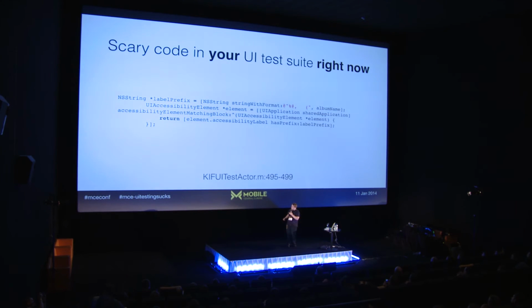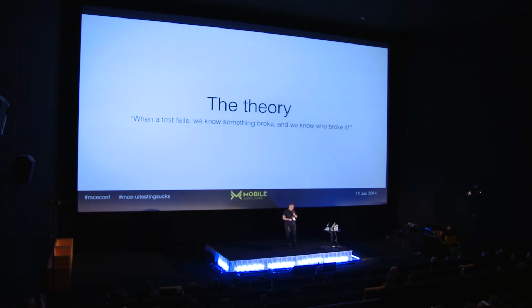right? Just because this is the best way to figure out how to test the UI image picker doesn't mean that that's a good idea. And so your only option is this. I would recommend doing nothing, because this is going to break. So the theory is as follows. When a test fails, we know something broke, and we know who broke it, right?